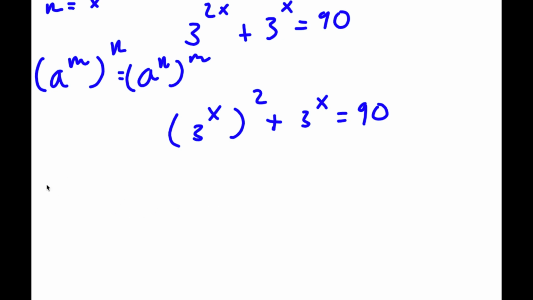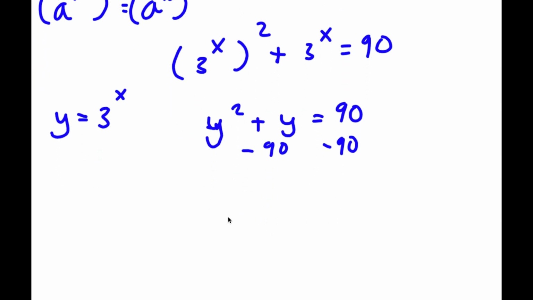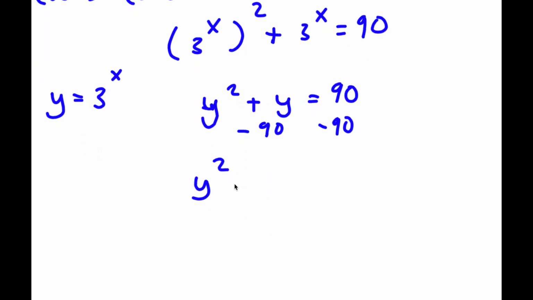And now I'm going to let the variable y equal 3 to the power of x. So now if I substitute in y for 3 to the power of x, I get y squared plus, again, y is equal to 90. Now I can subtract 90 on both sides. So I get y squared plus y minus 90 is equal to 0. And now, as you see, we have a simple quadratic equation.